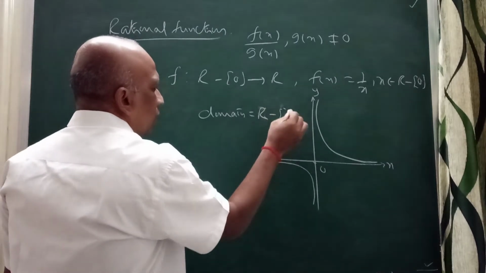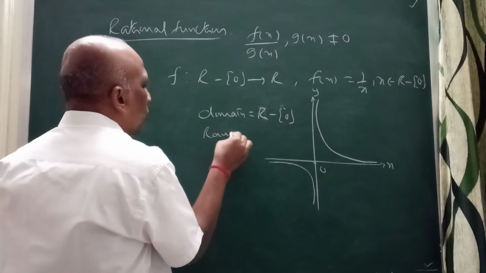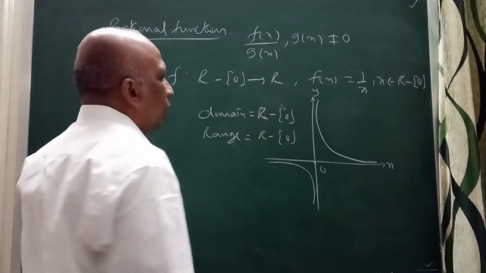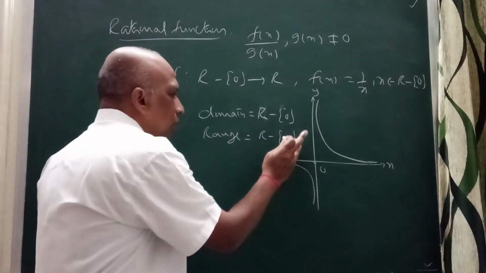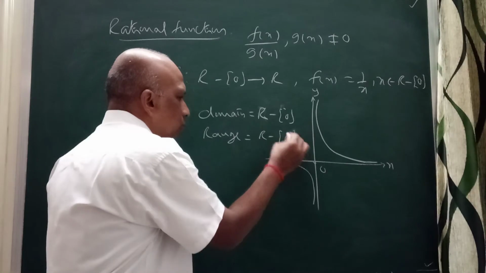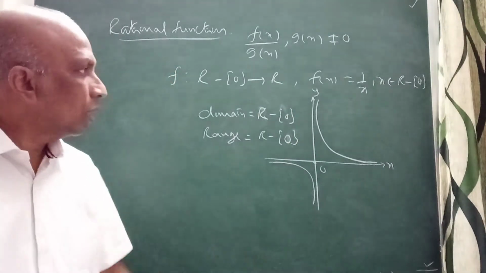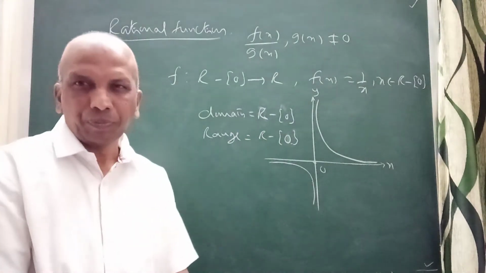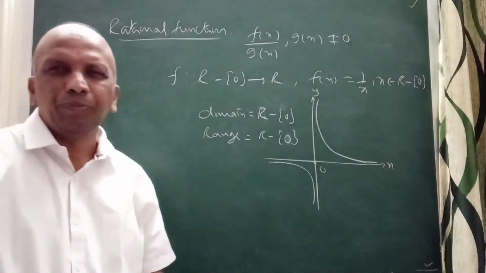I can also define it: the value never becomes 0. The range also I can define as R minus singleton 0. Codomain I have given as R. Domain and range are both the same here: R minus singleton 0. This is the set of singleton 0. Domain is R minus singleton 0, range is equal to R minus singleton 0. So just remember, like this we get the graph of the rational function.